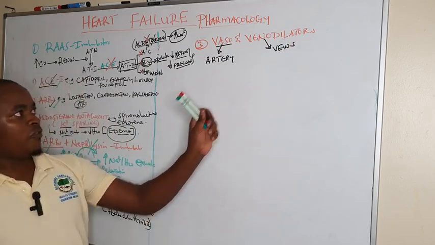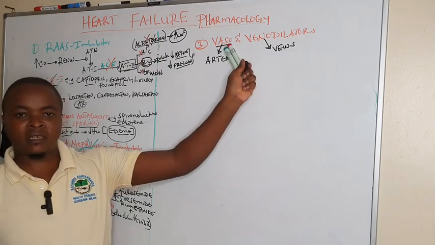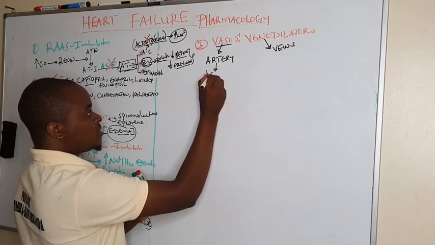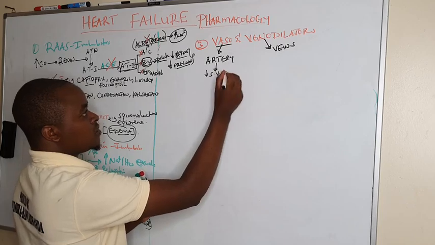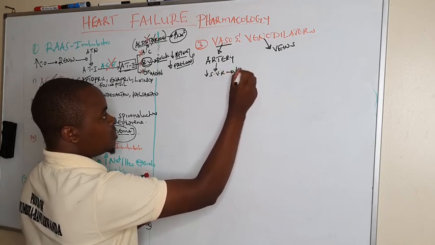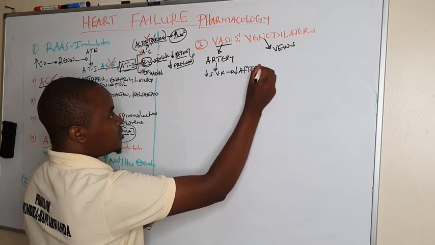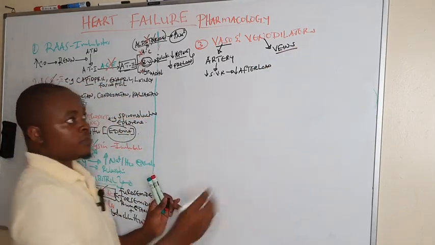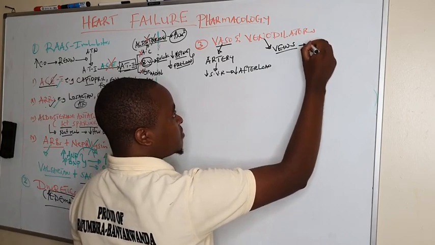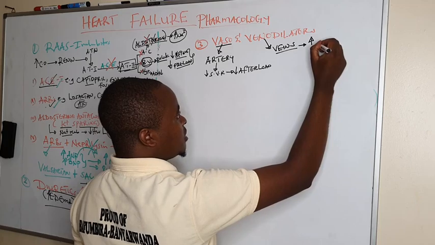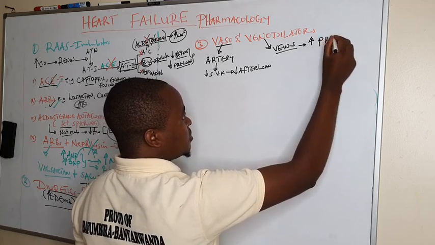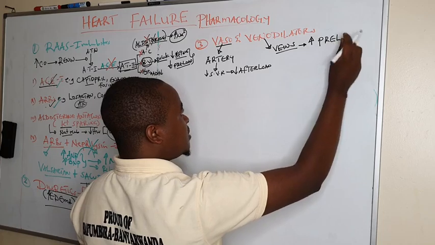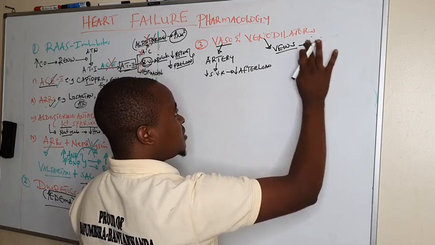So if I give a vasodilator, dilatation of the artery leads to decrease in systemic vascular resistance, which leads to decrease in afterload. So afterload decreases. Whereas if I cause venodilation, when they dilate, I actually decrease preload.